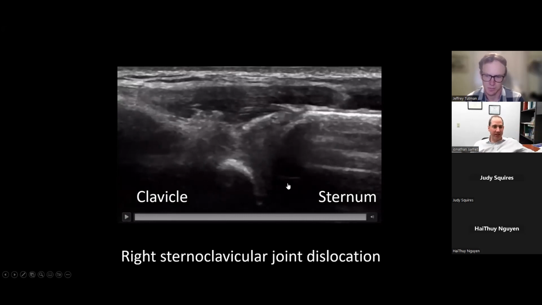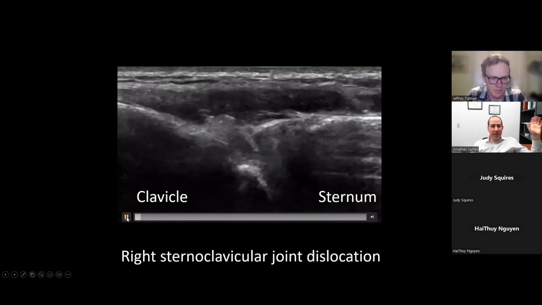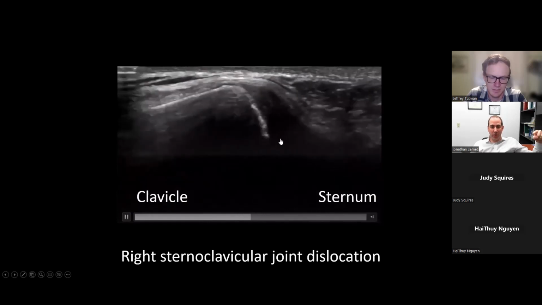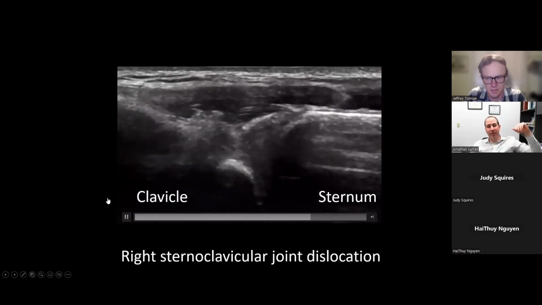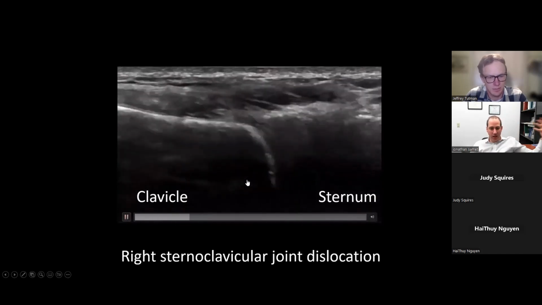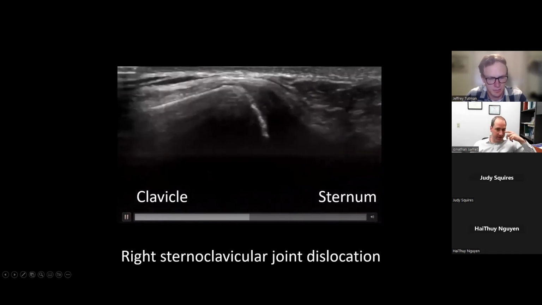So I've had patients where I'm on the floor scanning up. There are many different things you might have to do, but you can see here that during this motion, the clavicle just pops out. And so we were able to confirm that the popping sensation is not muscular. It's not anything vascular. It's clearly the clavicle popping out. So this is sternoclavicular dislocation.